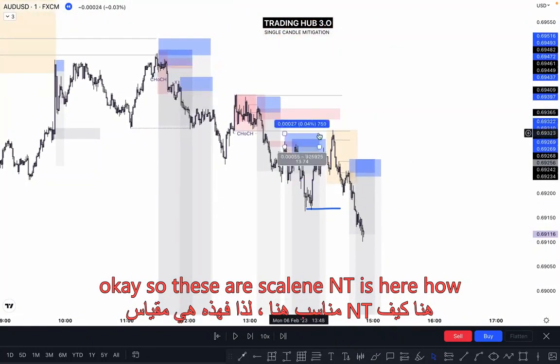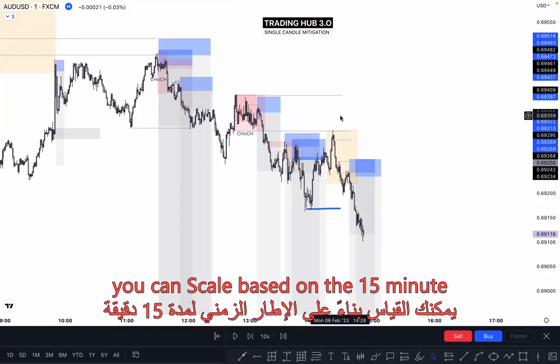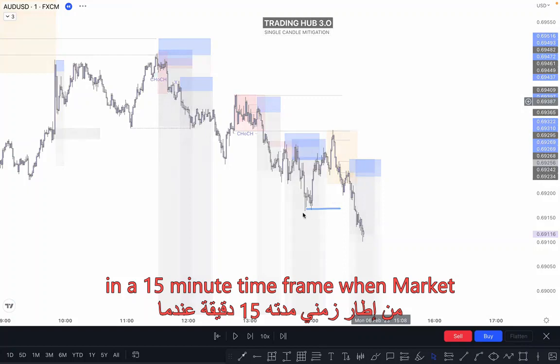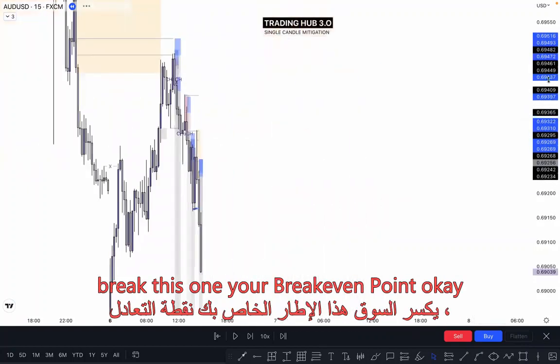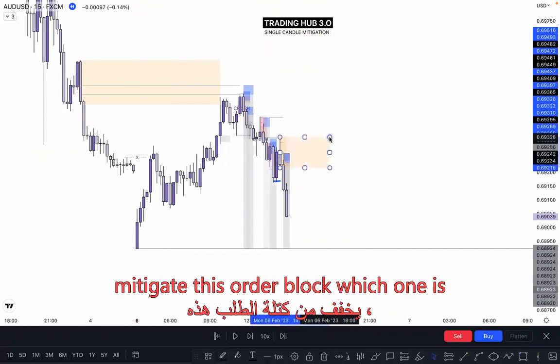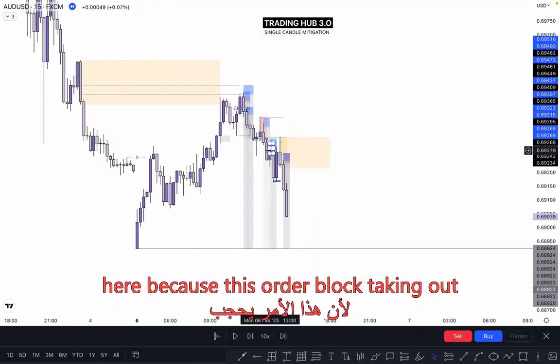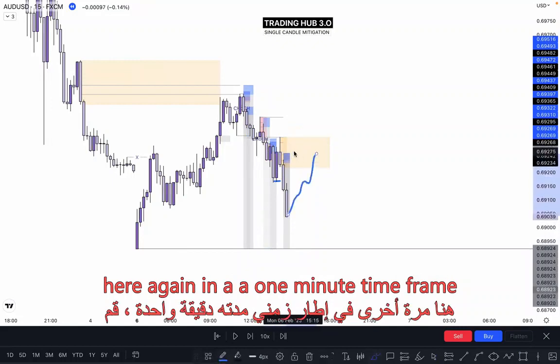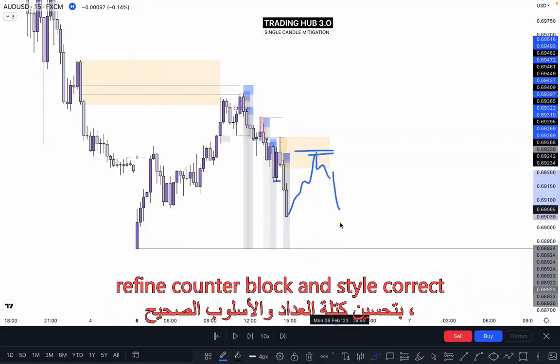So these are the scaling entries. How can you scale based on the 15-minute time frame? Again you have to check the 15-minute time frame when the market breaks this one, your break even point. Look at this one. In future, if the market mitigates this order block, which is here, because this order block took out the liquidity, then you have to switch again to the 1-minute time frame, refine the order block and sell. Correct.